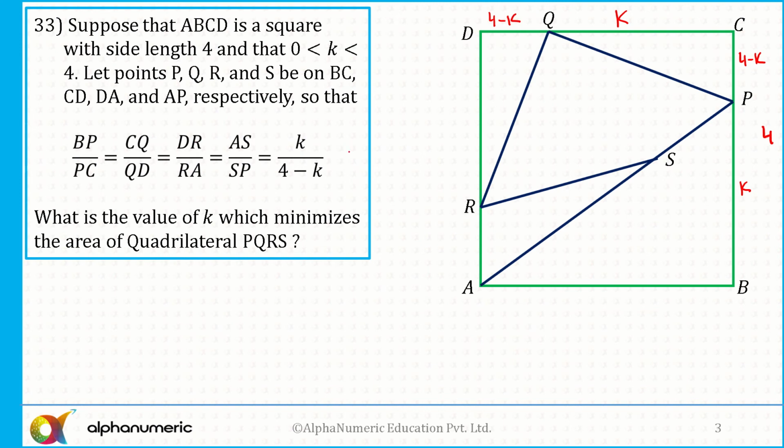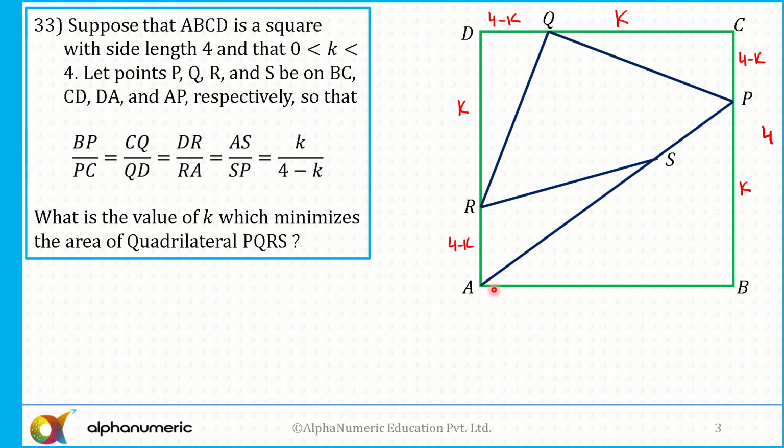Now DR is to RA is also K upon 4 minus K. So let's say DR is equal to K and RA is equal to 4 minus K. And the sum of these two, that is DR plus RA, comes out to be nothing but 4 here. AS upon SP is also K upon 4 minus K.